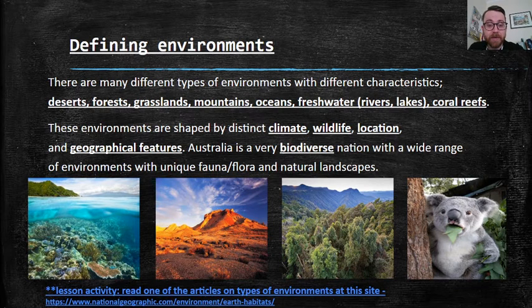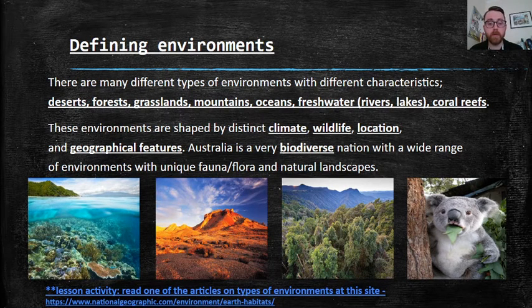Australia is a very biodiverse nation, and what that means is that we have bio, life, and then diverse, lots and lots of different. So we have lots of different types of environments. Some countries are just cold or hot. We've got a lot of things in Australia, and that gives us a lot of unique animals and plants, so fauna and flora, and a lot of unique natural landscapes. It's why Australia is such a popular tourist destination. There's nowhere else in the world like Australia.